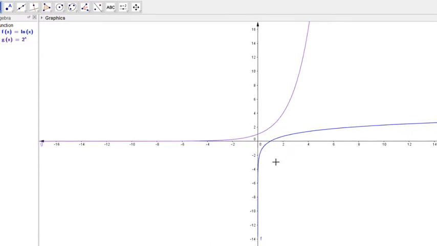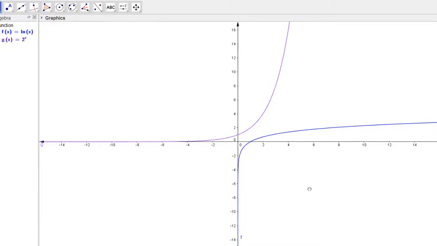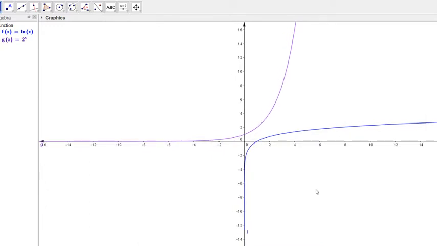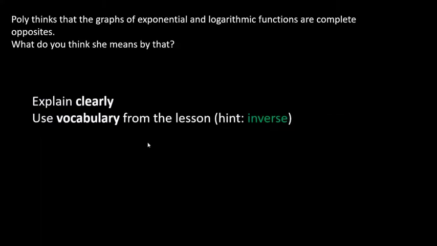So Polly thinks that these functions are opposites. Okay, and the question is just, why do you think someone might look at exponential and logarithmic functions and say these are opposites? All right, so just take a moment to look at this. Again, in purple we have exponential, in blue we have logarithmic. What about this might make someone think the word opposite?